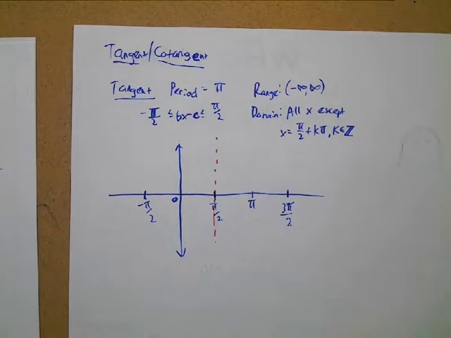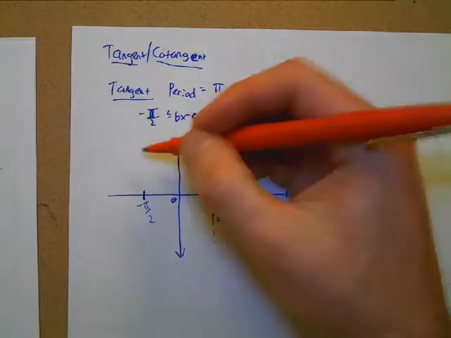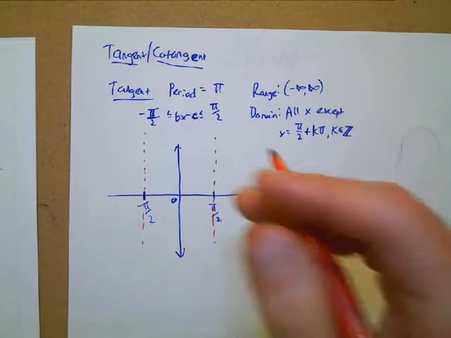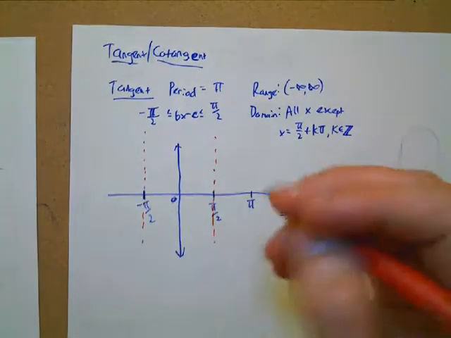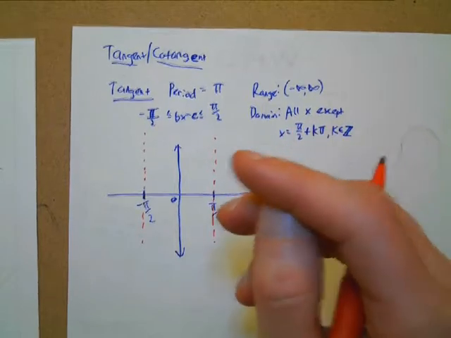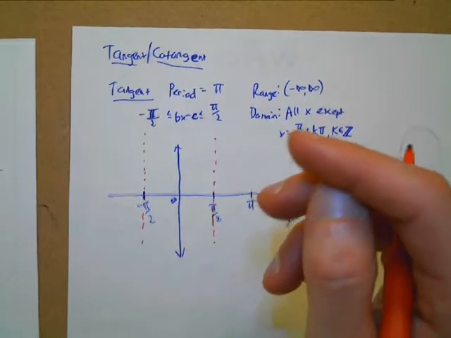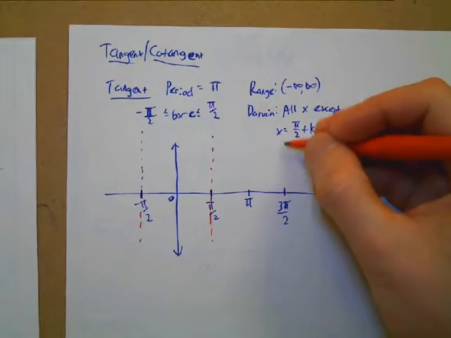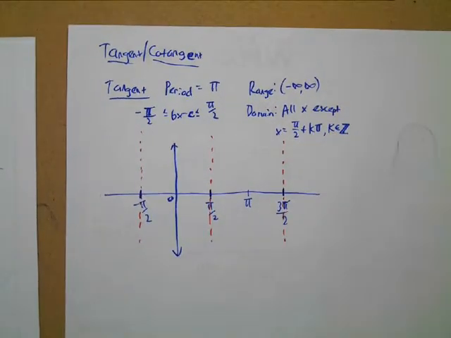So there it is. What's tangent of 0? Well, what's sine of 0? 0. Cosine of 0? 1. So 0 over 1 is 0. So we have a 0 there at 0. And then at pi, guess what? It's another 0. Okay, and here's what the graph of tangent looks like. It looks like a cubic, kind of, but a cubic that repeats.